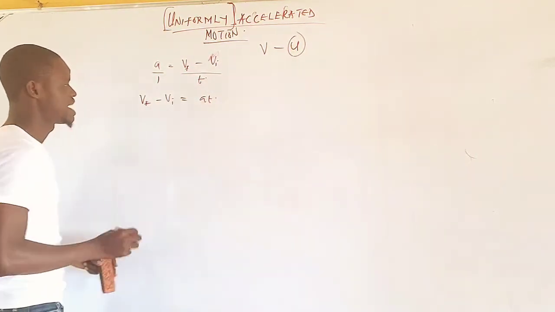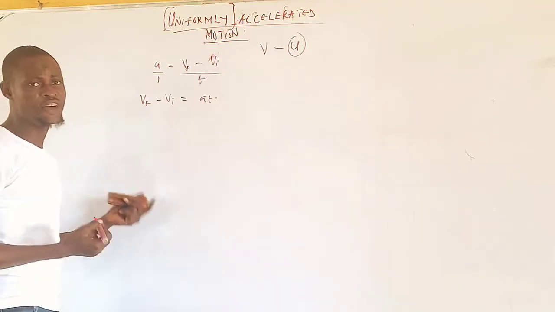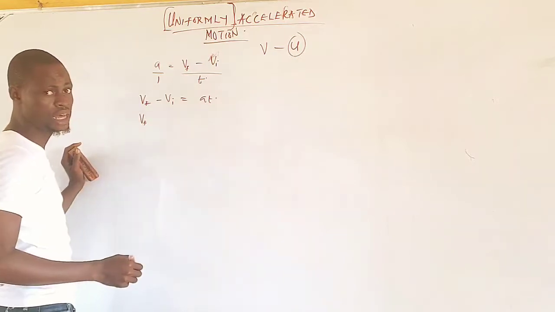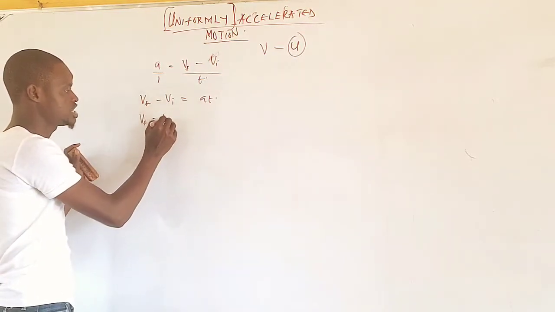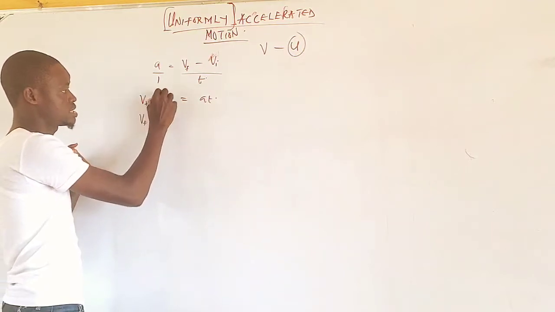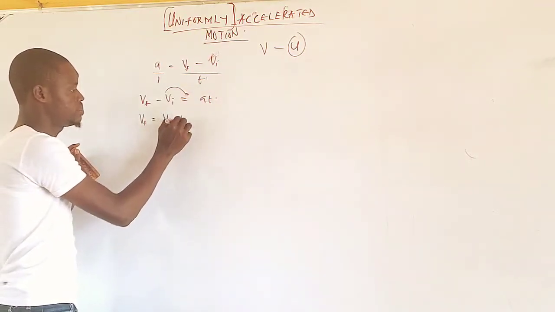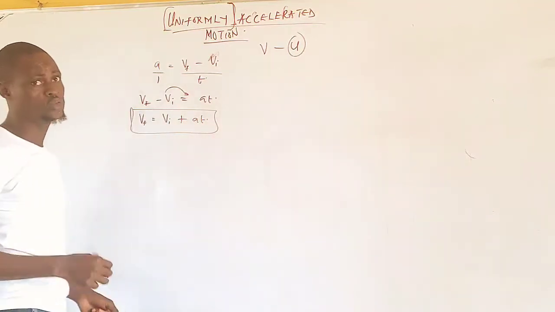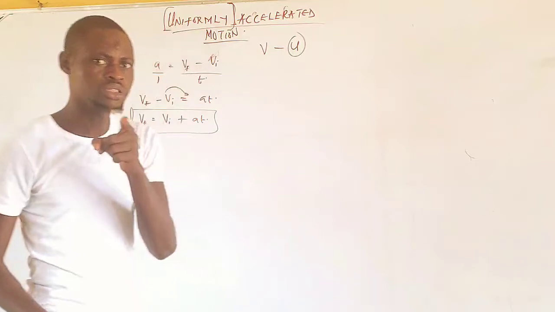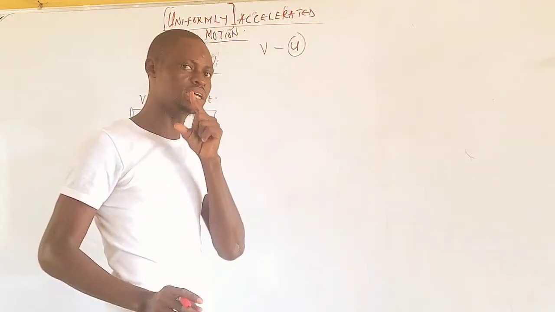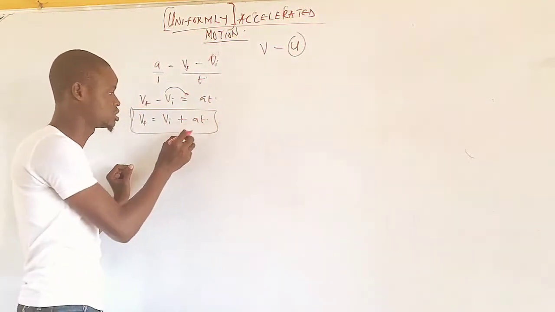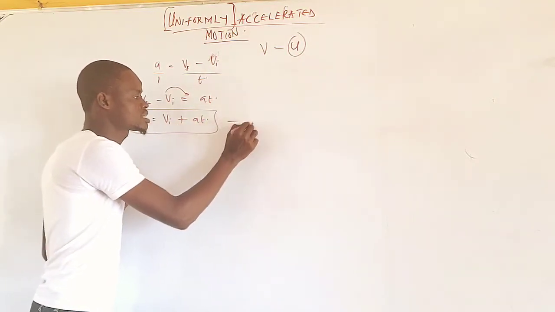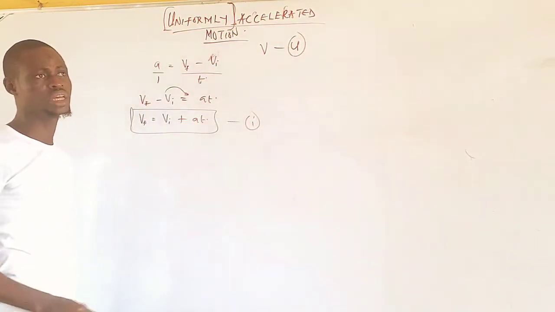Now from here, I can easily make my final velocity the subject of the formula. If my final velocity is the subject of the formula, I'll have my initial velocity Vi, which is positive, then plus acceleration times time. Now, this is the basic equation of uniformly accelerated motion. I said earlier that uniformly accelerated motion is a motion with a constant acceleration. This shows that the acceleration of the body here will be constant. So this is my equation 1 for uniformly accelerated motion.